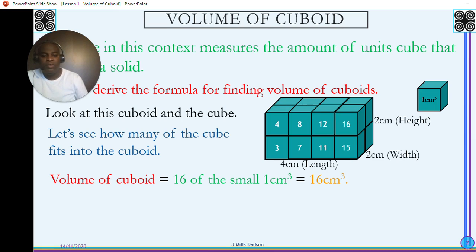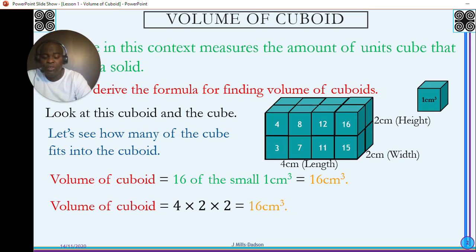Now you realize that we could see this is 4 cm. Why? Because each side of the cube is 1 cm, and 4 of the cubes fit perfectly on the edge of the length, 2 fit on the width, and 2 fit on the height. Therefore we can say the dimension of the cuboid is 4 cm, 2 cm, and 2 cm. So to work out the volume, we multiply 4 times 2 times 2. That still gives us 16 cm cube.